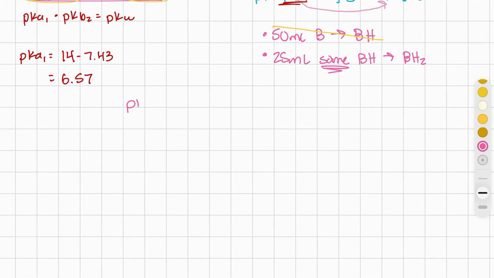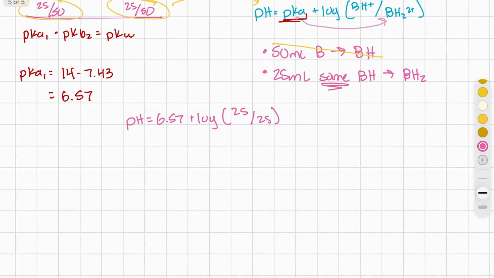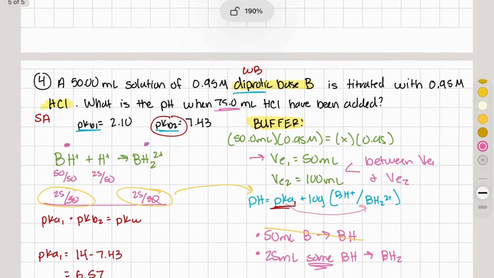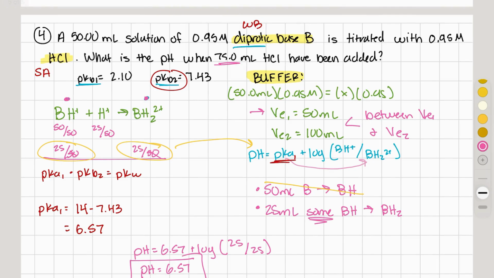So I'll say that pH equals 6.57 plus the log of 25 over 25. Again, I'm just going to get rid of this little 50 down here because it's going to go away anyway. Maybe you're recognizing that we have 25 over 25 in our log, which is just 1, and log of 1 equals 0. So at this point, pH equals 6.57. That's kind of a lot of work for a simple problem, but it's good to know the concepts behind why this is the pH.